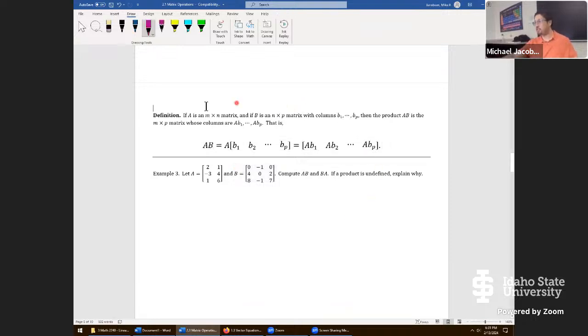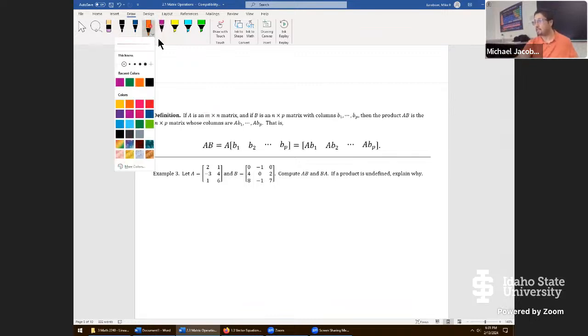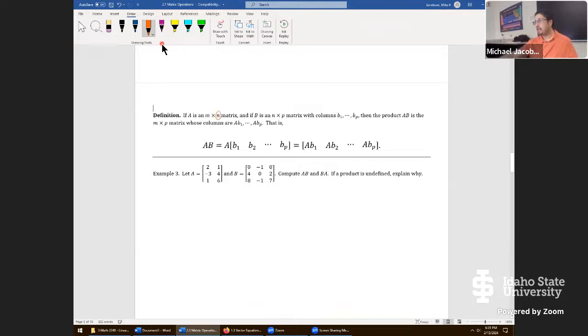But let's take a look at the definition. It says, if A is of size m by n, let's circle this component right here, and the matrix B is of size n by p, with columns B1 through BP, then the product of A times B is a m by p matrix. Note the m right here comes from the number of rows of the first matrix. P right here comes from the number of columns from the second matrix.